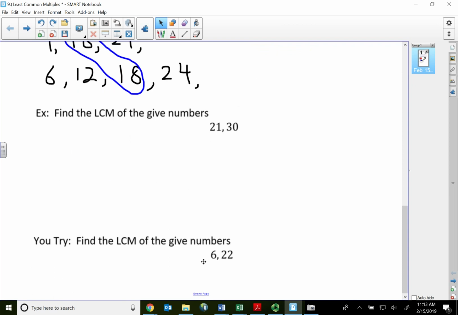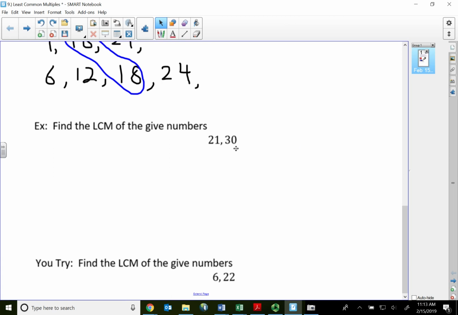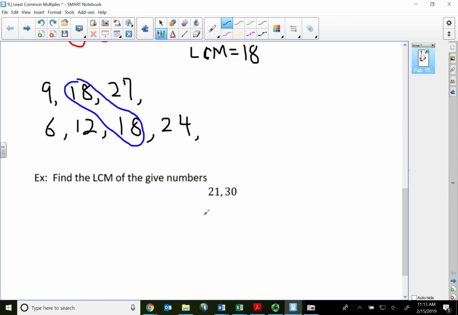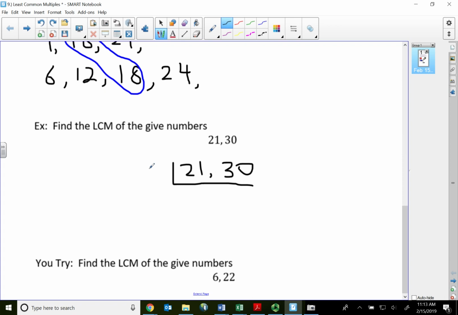Now, if you can tell what the answer is, that would be awesome. For numbers that you don't recognize, like 21 and 30, where I don't know what the common multiple is, I'm going to use one of my other tools to help me. Me personally, I like the upside down division. I'm going to break down my 21 and 30 first, and then multiply to find my least common multiple. What's one number that can go into both of these? It's got to be both of them: 3. 3 can go into 21 seven times, and 3 can go into 30 ten times.